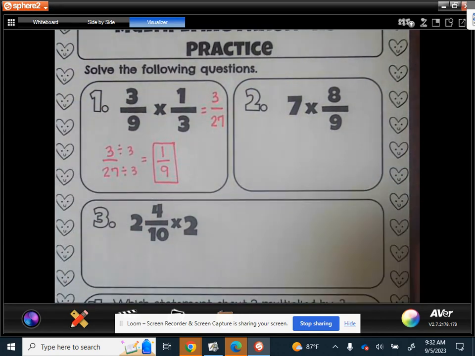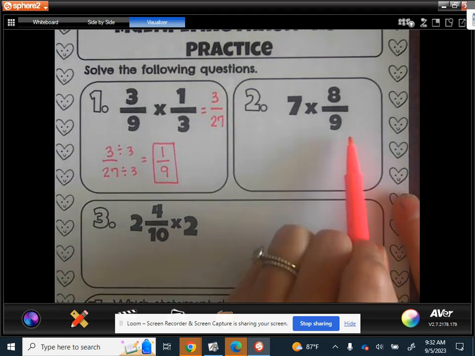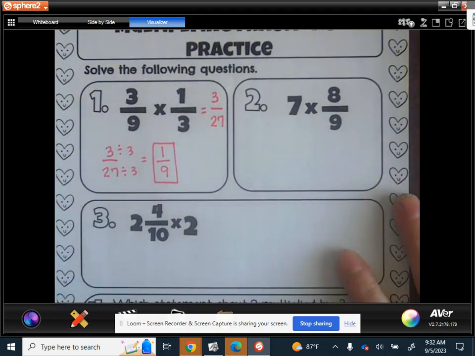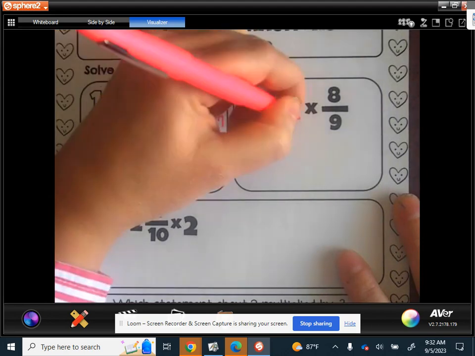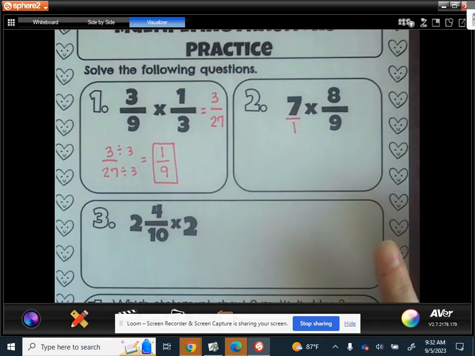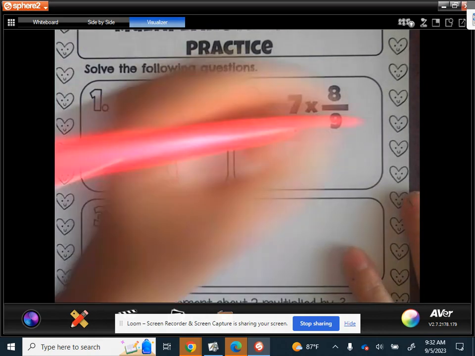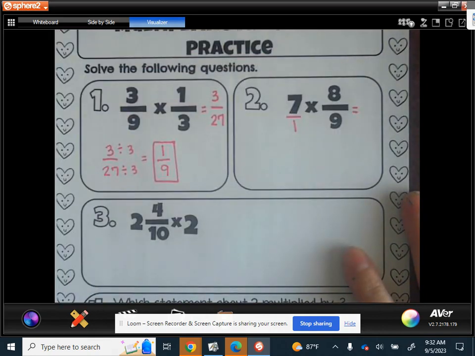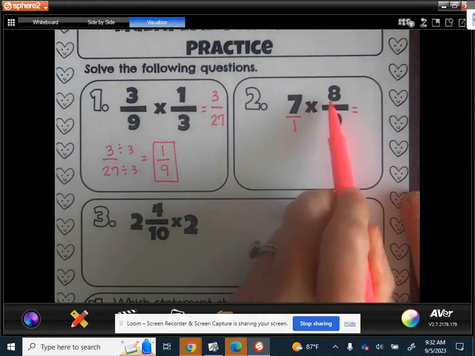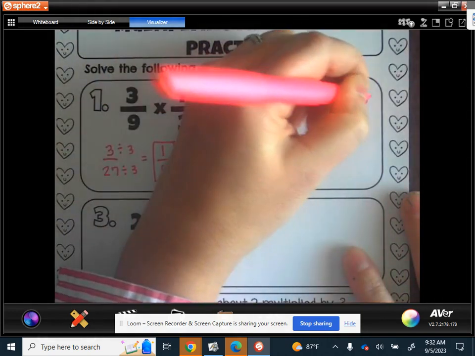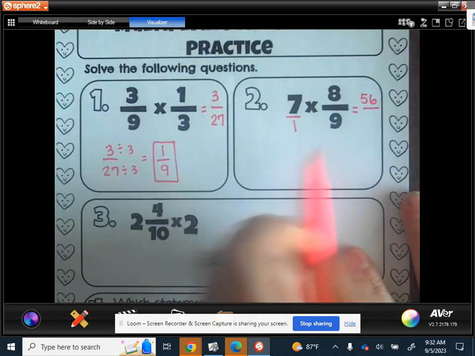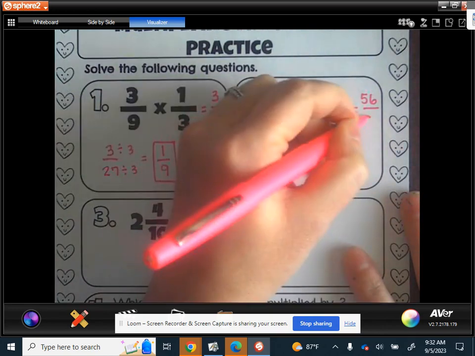Okay, so on the next problem, we do have a fraction, but we also have a whole number. Remember that 7 is the same thing as 7 over 1. So if you have any whole numbers in your problem, you're going to want to write it with a denominator of 1. But then you're going to do the exact same thing. You're going to start with multiplying your numerators. So 7 times 8 is 56. And then your denominators. 1 times 9 is 9.